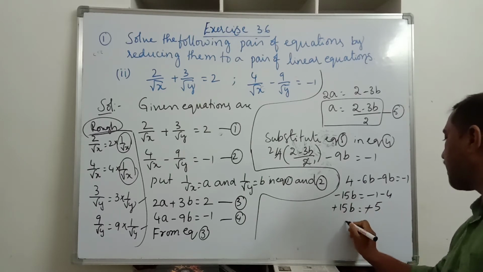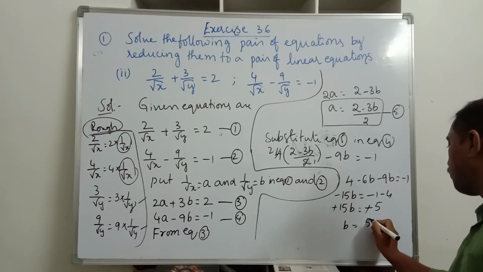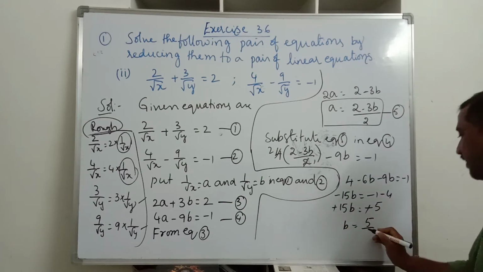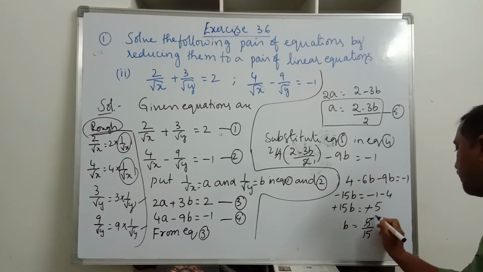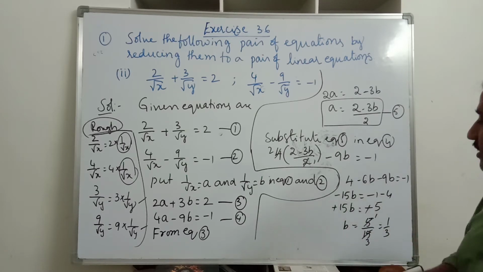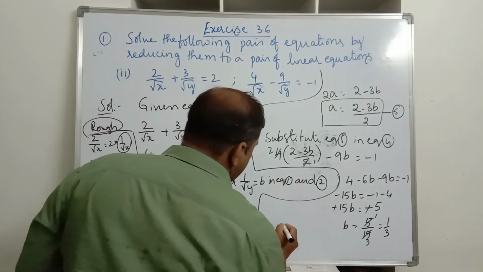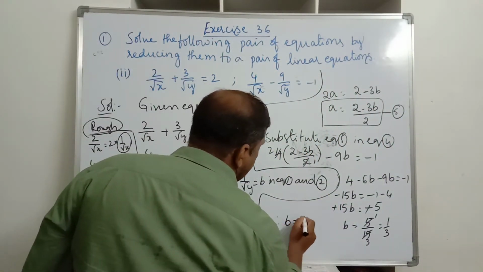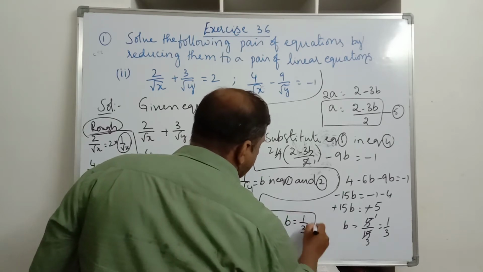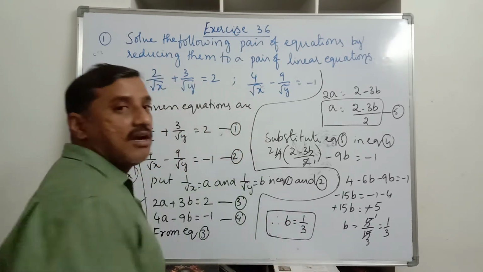Minus and minus are cancelled. b is equals to 5 divided by 15, transposing 15 to this side. 5 ones are 5, 5 threes are 15, that is 1 by 3 we got. Therefore b is equals to 1 by 3 we got.